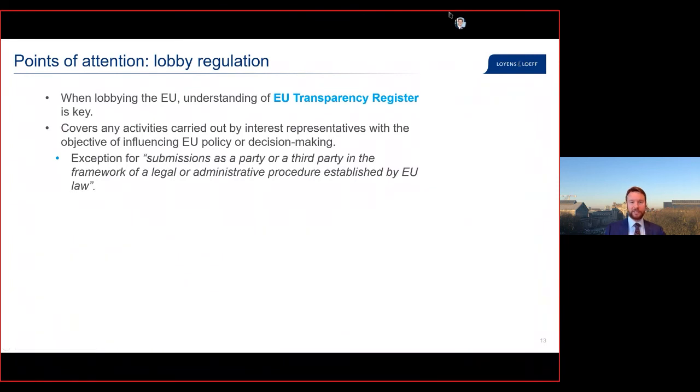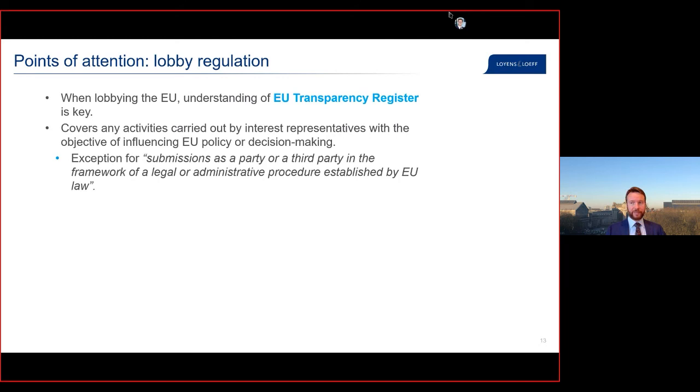Now, what is considered lobbying by the transparency register? It's any activity carried out by interest representatives with the objective of influencing EU policy or EU decision making. It's a very wide definition. However, and that's important for the purposes of this presentation, there is an exception for submissions as a party or as a third party in the framework of a legal or administrative procedure established by EU law. The complaint procedure that we have been talking about is definitely one of these procedures, and when you're acting within its framework, you can rely on this exception.